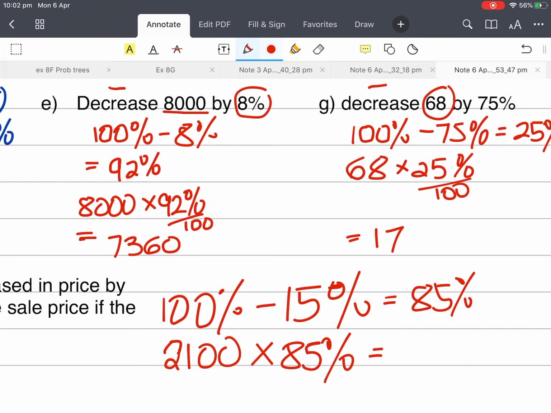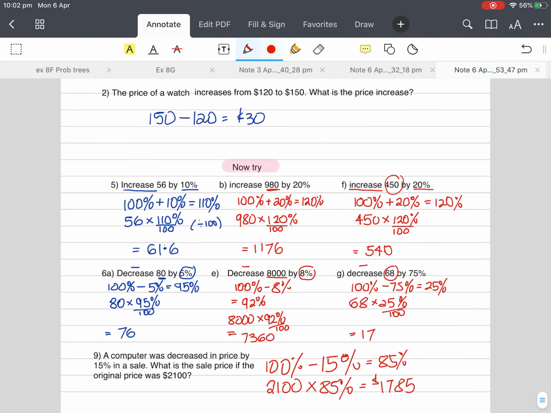So using our calculator, 2100 times 85 over 100, or shift open brackets if you've got a Casio, and I get 1785. So let's have another look at it. It was decreased in price by 15%, so the sale price is now 1,785. Thanks guys, see you next time.